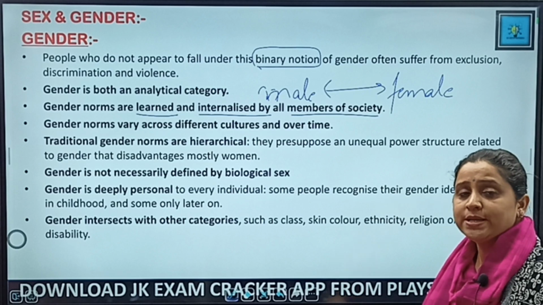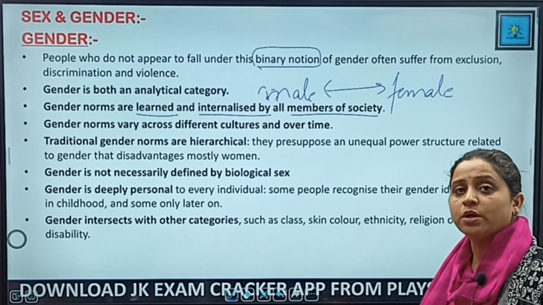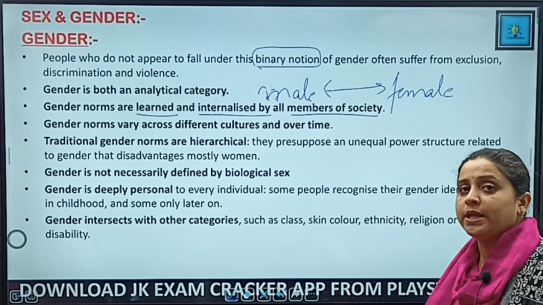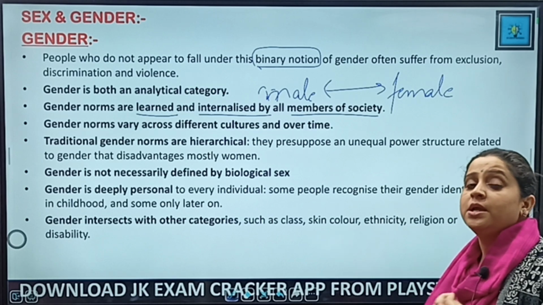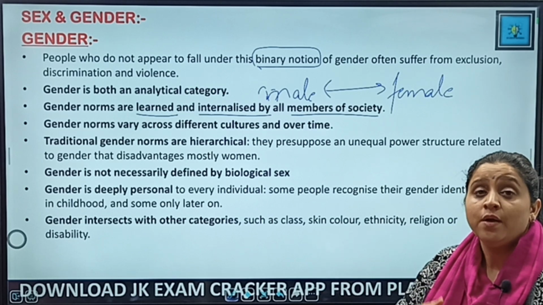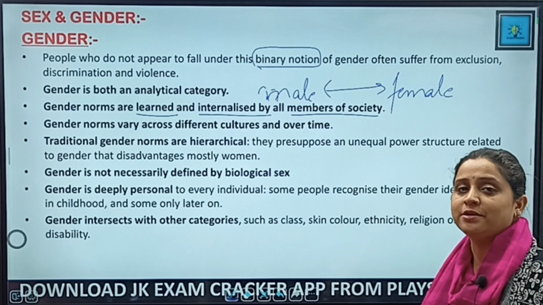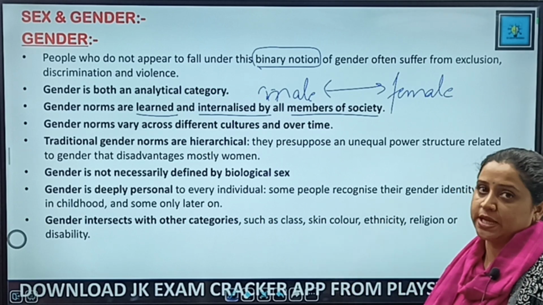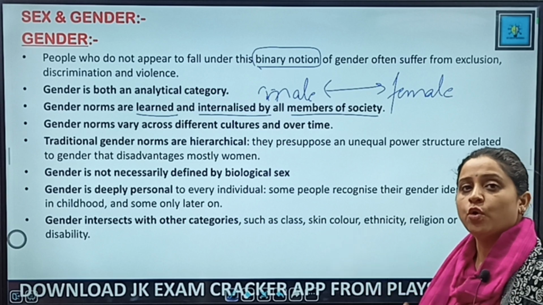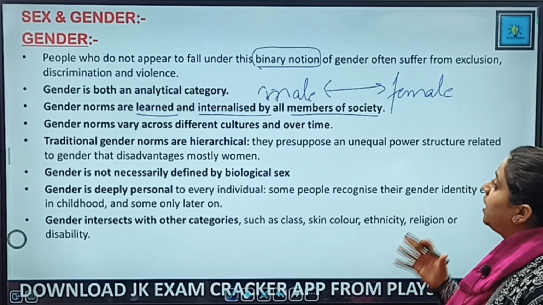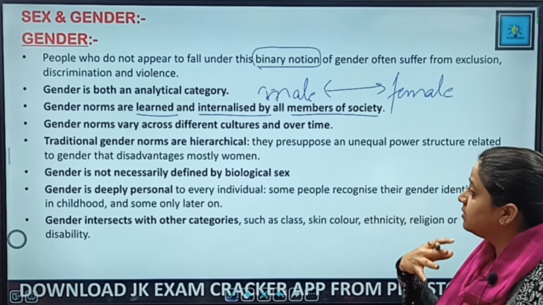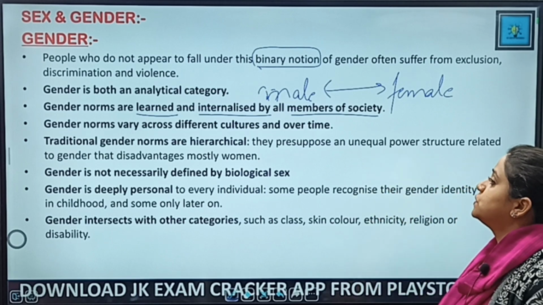How one has to dress up, how one has to speak, what roles are to be performed by someone in the family, outside the family, what is permitted to someone on the basis of their gender. So all these things are taught to us in society, and they are also internalized, learned and very much accepted by the members of society.